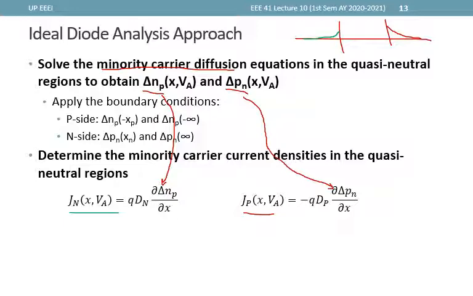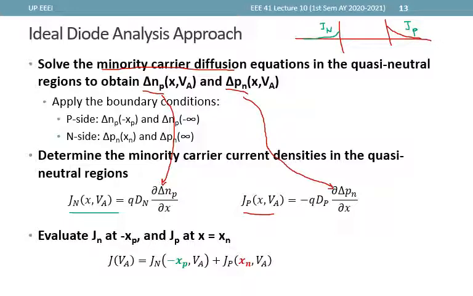So we'll use the expressions for delta n_p and delta p_n to get the function for J_n(x) and J_p(x) at the quasi-neutral regions, which are outside. So these are minority carrier currents. So this is J_n at the p side and J_p at the n side.